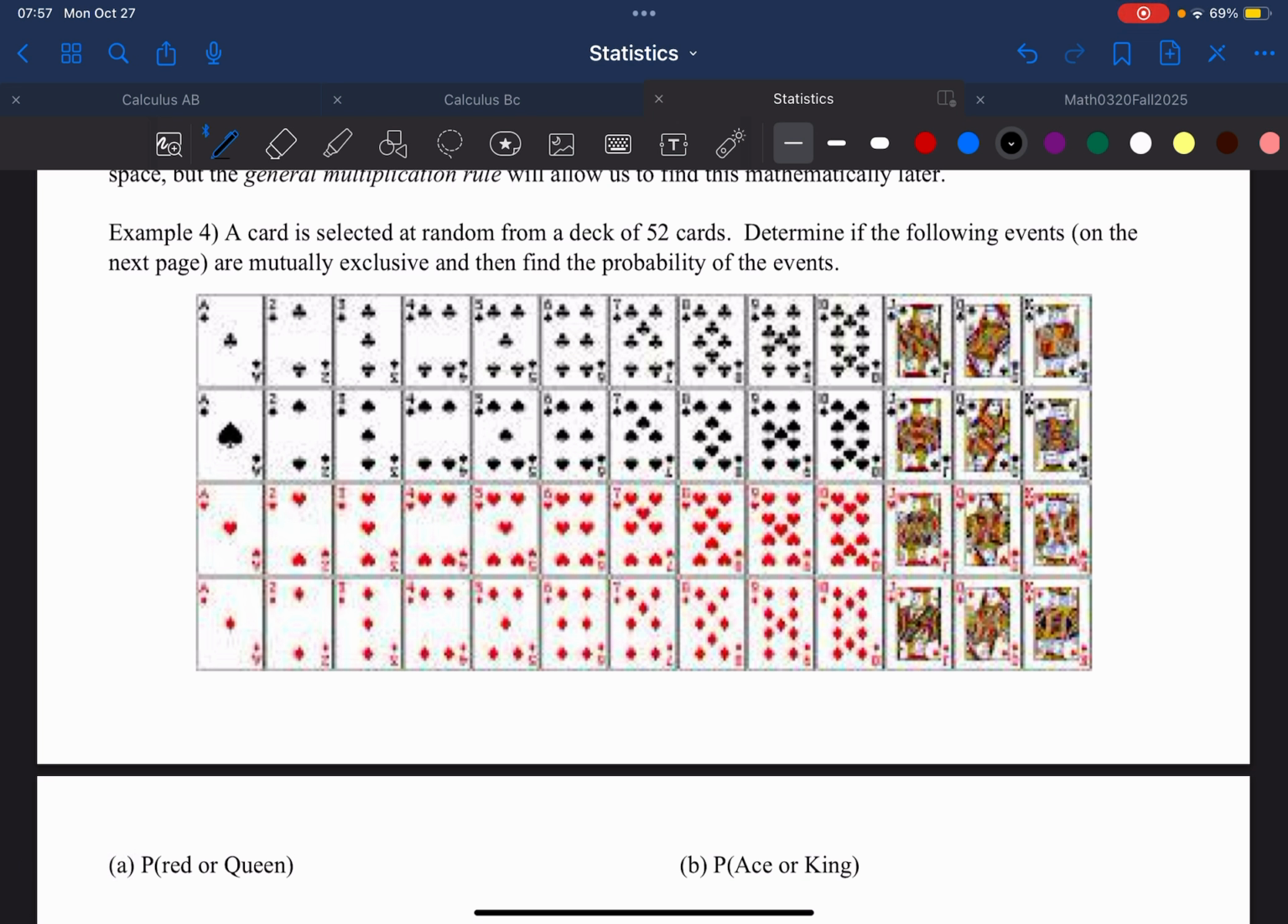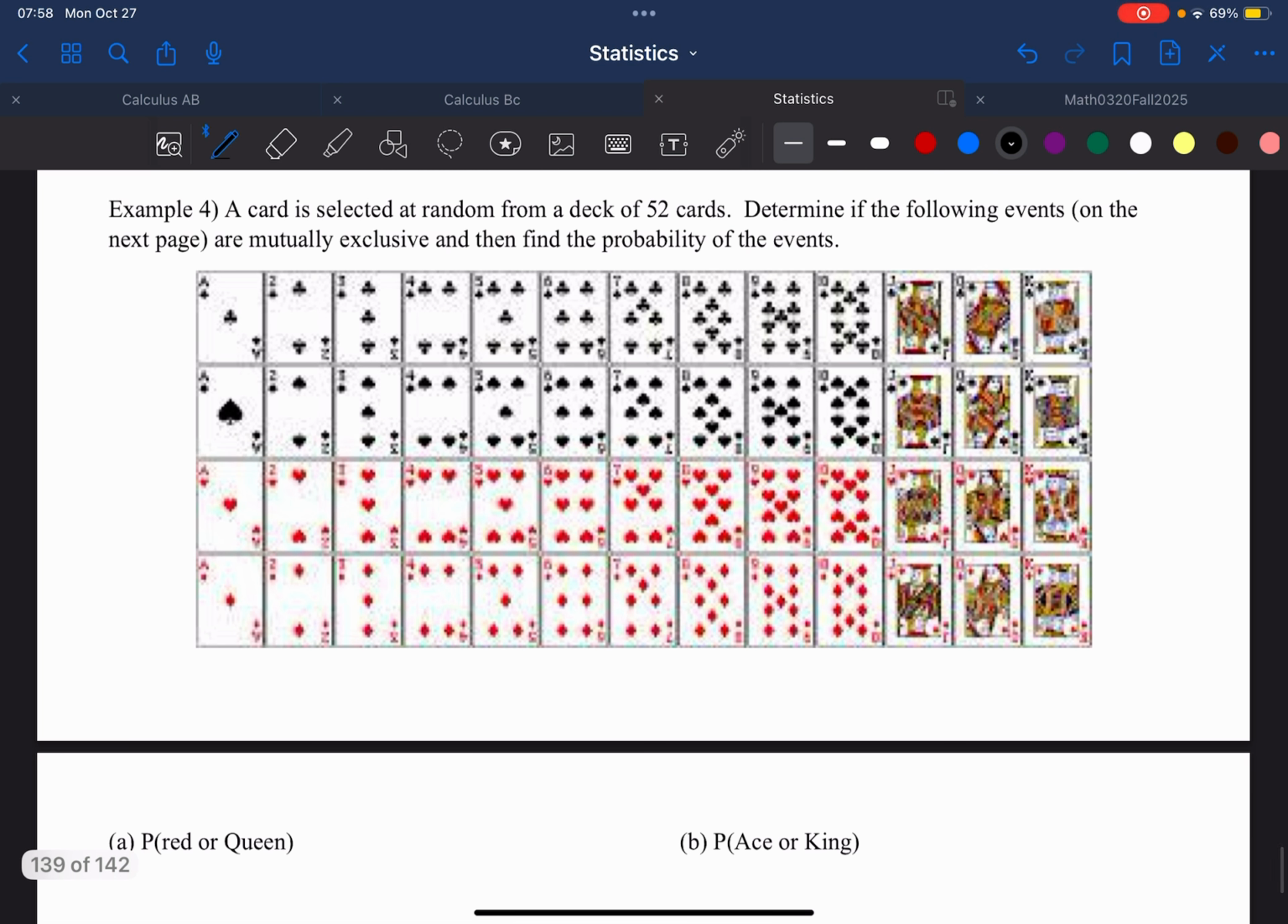So let's look at example 4. It says a card is selected at random from a deck of 52 cards. Determine if the following events on the next page are mutually exclusive and then find the probability of the events. And here's a deck of cards in case you are not sure what is in a deck of cards. So we have ace, 2, 3, 4, 5, 6, 7, 8, 9, 10, jack, queen, king, and then in 4 different suits: clubs, spades, hearts, diamonds.